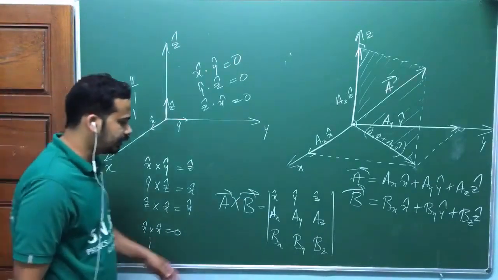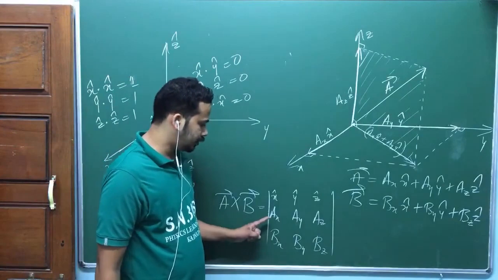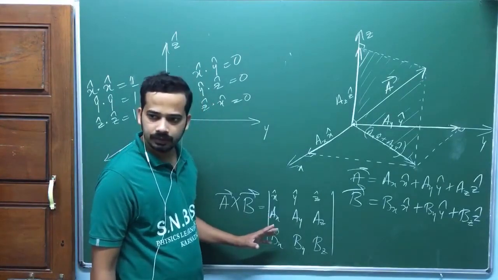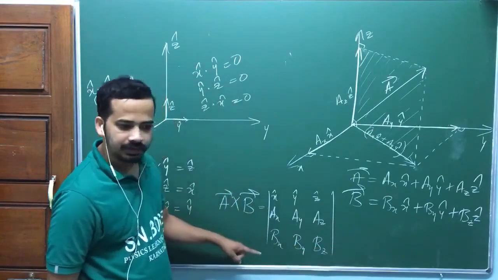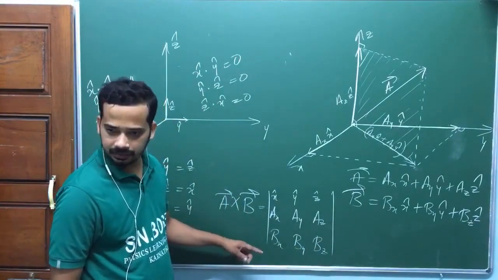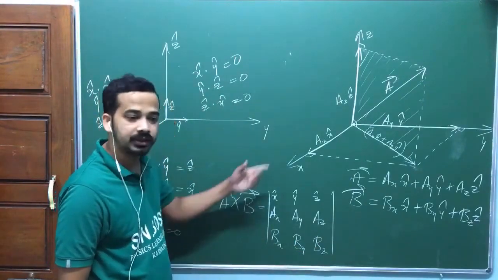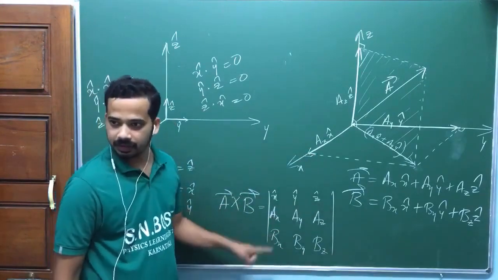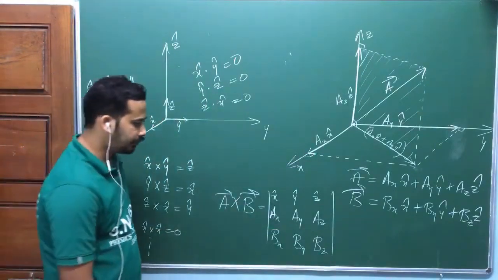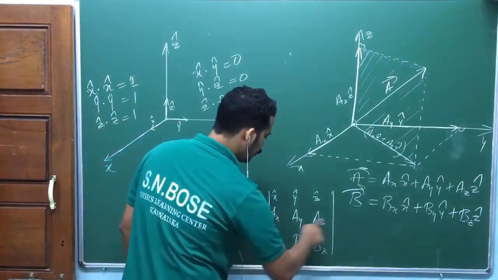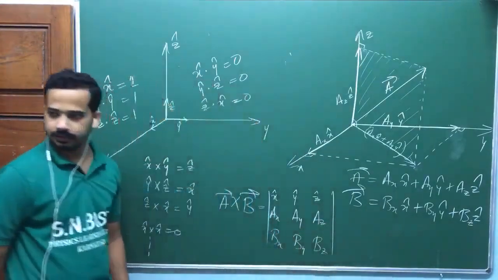Now, obviously, you can see whenever you change any rows or columns, suppose I change rows here, your determinant sign will change. Look at here, A cross B is equal to minus B cross A. That kind of property is there within the determinant. If you want to write B cross A, then what you have to do? You have to exchange these two rows.